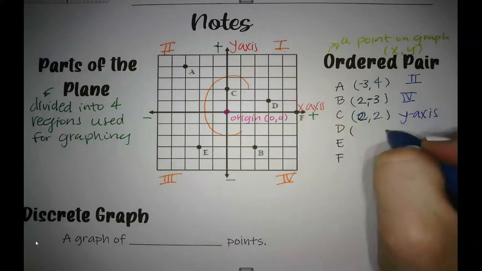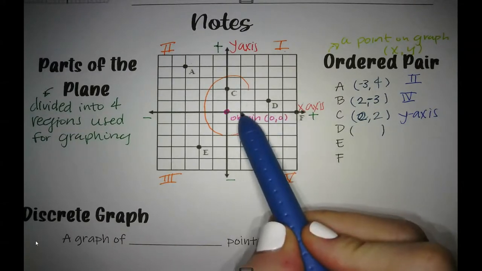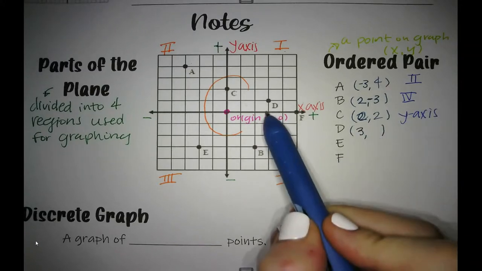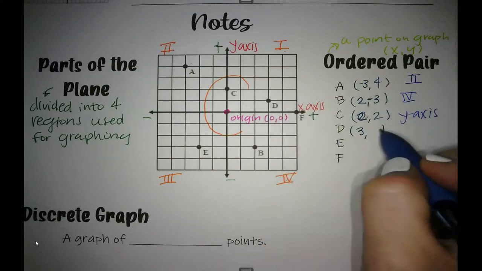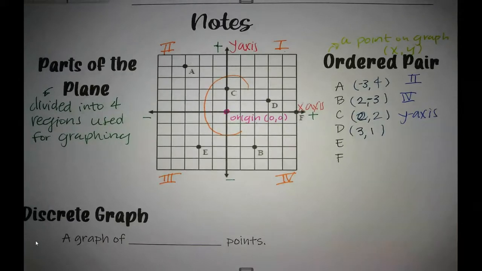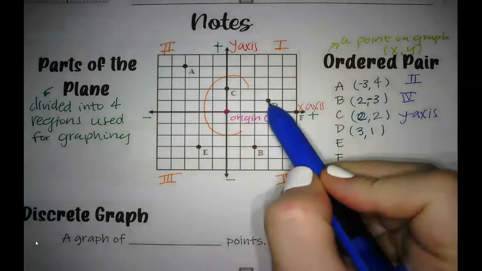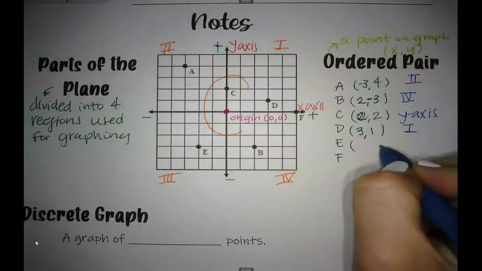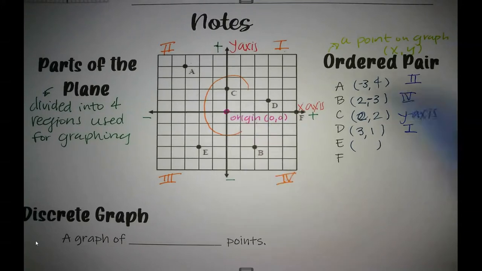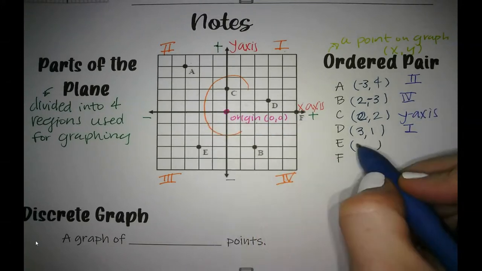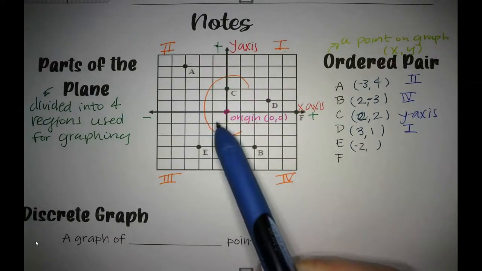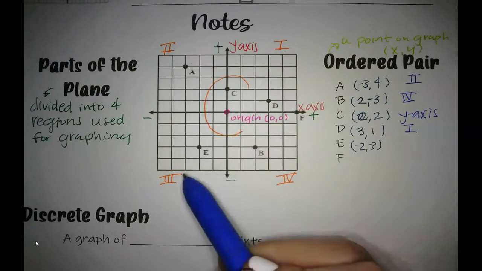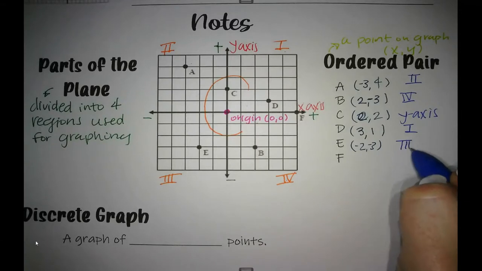All right, D. From the origin, we go over right 1, 2, 3. We went right, so that's positive. And then we go up 1. Again, up from the origin, that is 1. Which quadrant is D in? It is in the first quadrant. E, from the origin, we are going to be left 2, so that's negative 2. And we are going down 1, 2, 3, negative 3. And which quadrant? It is in quadrant 3.